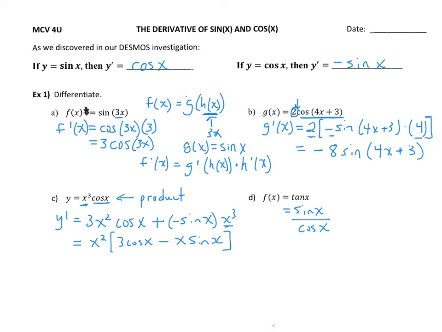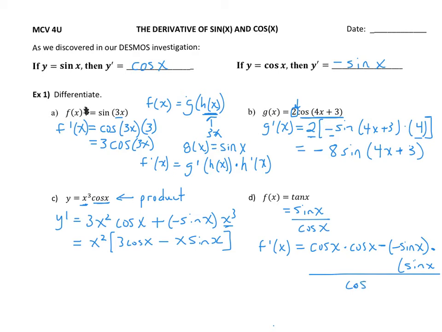If I apply the quotient rule, we are taking the derivative of the top, so the derivative of sine x is cos x, times the bottom, minus the derivative of the bottom, derivative of cos x is minus sine x, times the top, and that's all over the bottom squared. And that's going to be cos.